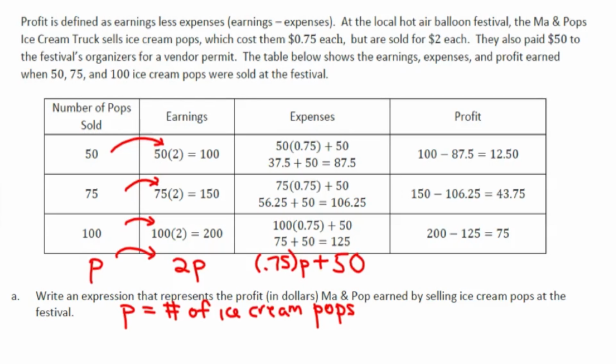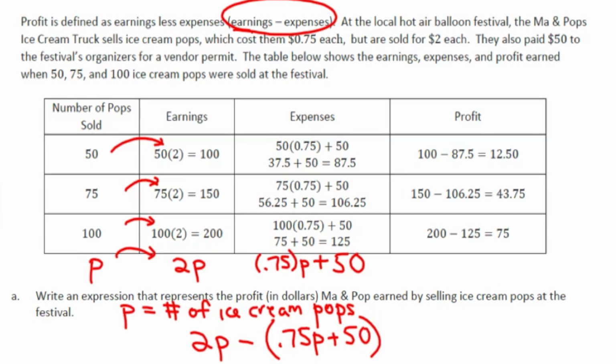In order to find our profit, which is given as earnings minus expenses, we have to take our earnings and our expenses and subtract them. So we would have 2P minus the quantity 0.75P plus 50.